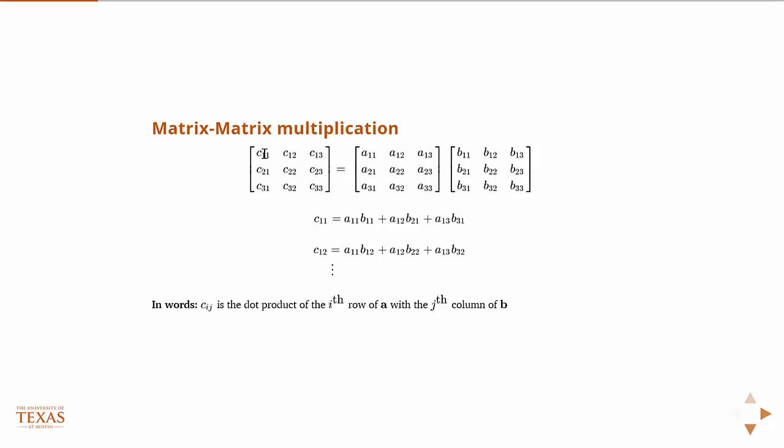Again, I think this is easiest explained in words. The Cij entry, where i and j are the subindices of C, is the dot product of the ith row of A, so if i is 1, that's the first row of A, with the jth column of B. So if j is 1, then that's the first column of B. Everybody okay with that?